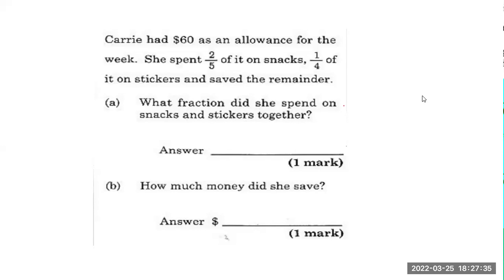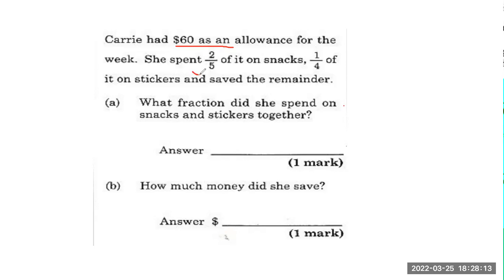When you're given worded problems like this, one of the first things you need to do is take a pencil, spend about a couple of seconds, read the question carefully and underline the important information in the question. So the first step I would have done was spend some time reading the question and have a pencil close by. So Carrie had $60 as an allowance. Right, so we know the allowance she has is $60. That's the total she has. So keep that at the back of your mind.